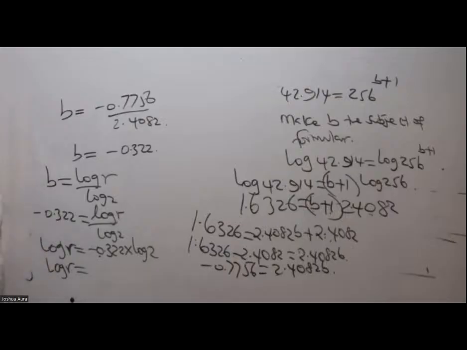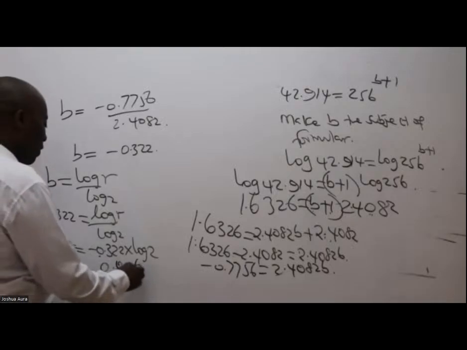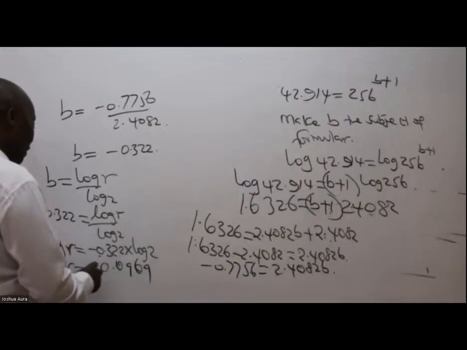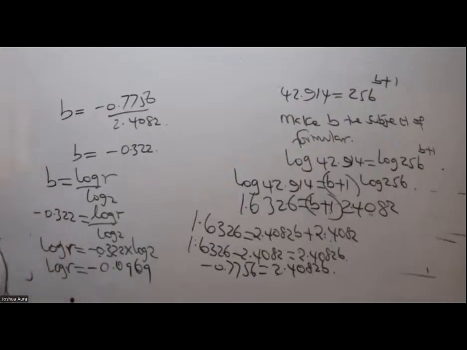Aha, Abdubba gives me 0.0969, or 96, whatever, minus. But now you see, I do not want log R. I want R alone.